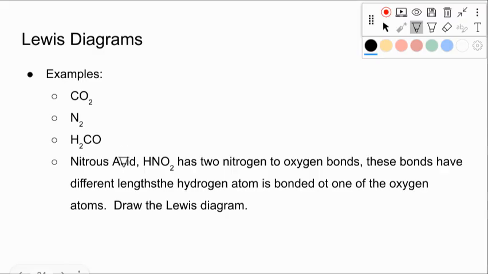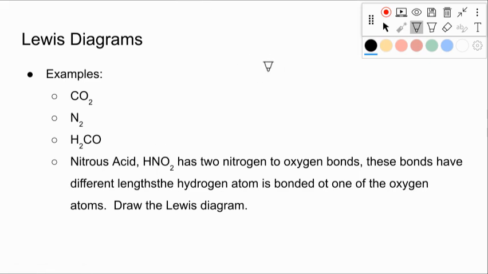So nitrous acid, which is HNO2, has 2 nitrogen to oxygen bonds. These bonds have different lengths. The hydrogen atom is bonded to one of the oxygen atoms. Draw the Lewis structure. I have tons of typos in that sentence, sorry about that. What this is telling us by saying that these bonds have different lengths is that one of them is going to be probably a single and one's going to be a double.